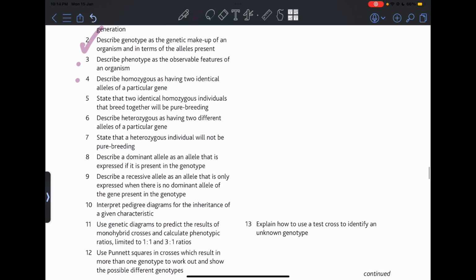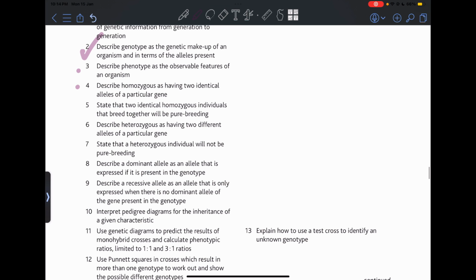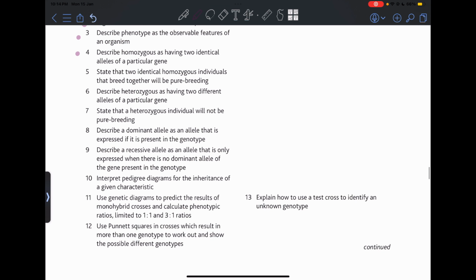You have to know them very well and understand what they mean, because these words will give you marks in the exam just by mentioning the word genotype or phenotype or homozygous. You may get marks in the exam, so please be careful with these keywords.